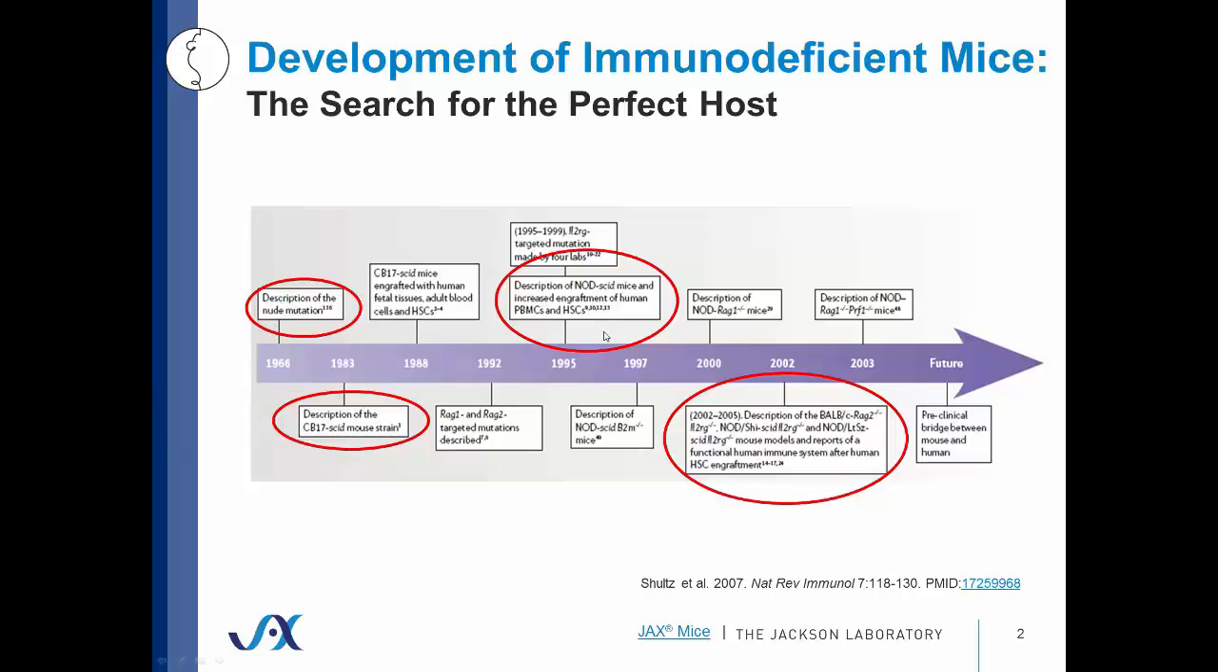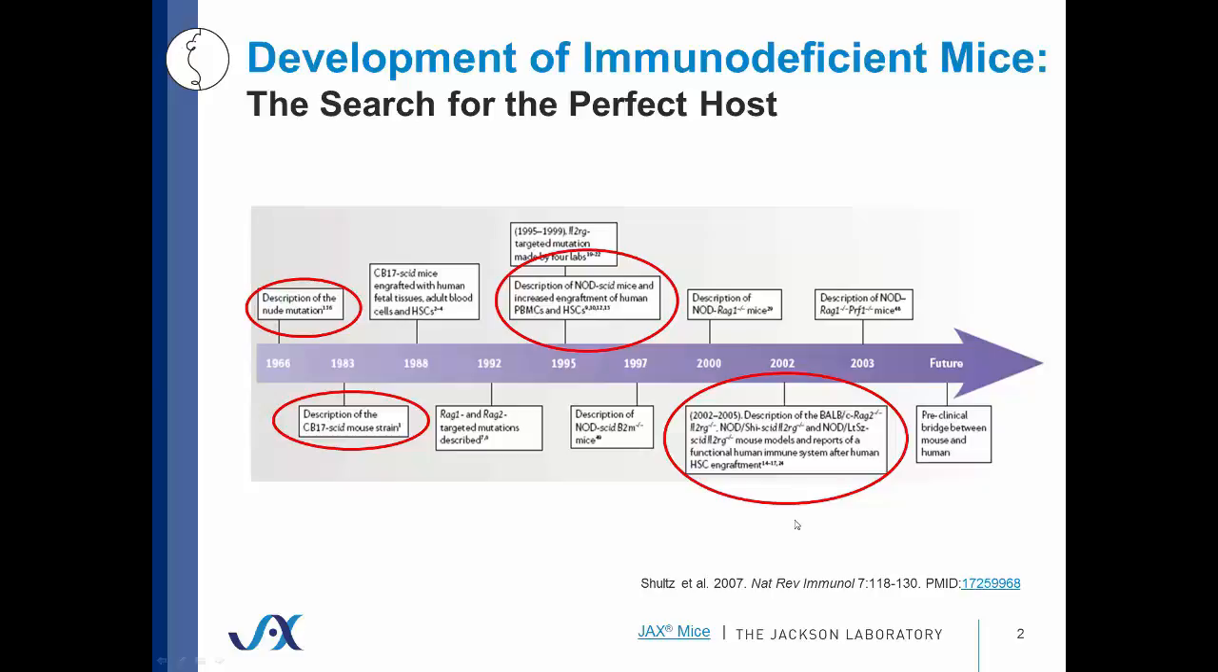Later on, around 1995 or so, the SCID mutation was moved onto the NOD genetic background, which stands for non-obese diabetic. This was a strain that was developed for diabetes research, and it was designed to allow the adoptive transfer of diabetogenic T cells into a host organism. But then it was discovered that due to its severe immunodeficiency, it could allow certain levels of hematopoietic engraftment of human cells. But it still wasn't very good because there was very, very limited development and expansion of the T cell compartment in these mice.